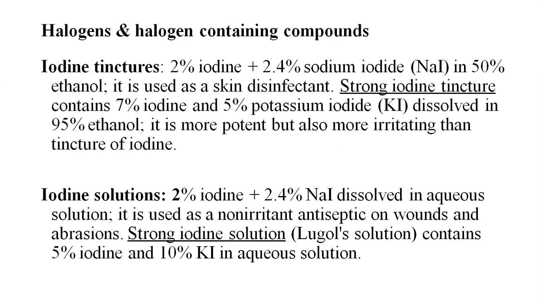Halogens. So halogen and halogen containing compounds. Tincture of iodine: 2% iodine plus 2.4% sodium iodide in 50% ethanol. It is used as a skin disinfectant. Strong iodine tincture contains 7% iodine and 5% potassium iodide, dissolved in 95% ethanol. So it is more potent but also more irritating than the tincture of iodine.